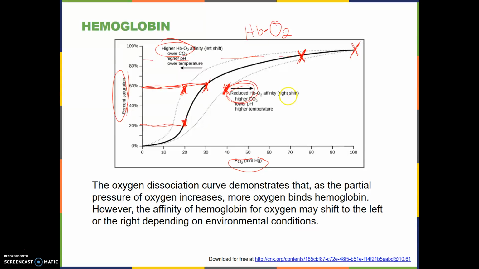And these three situations can do that. Higher carbon dioxide, lower pH, and higher temperature can reduce the affinity for oxygen and shift the curve to the right. And then lower CO2, higher pH, and lower temperature can increase the oxygen affinity and shift the curve to the left.